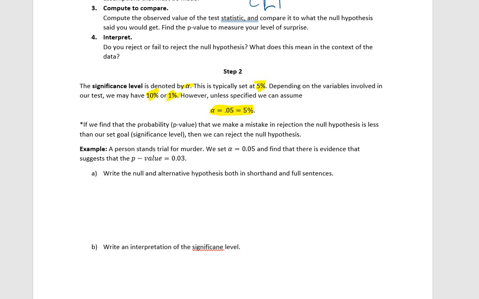Okay? So if we find that the probability of p-value, which is that we make a mistake in rejecting the null hypothesis, is less than our set goal, which is the significance level, then we can reject the null hypothesis. So here's what that means.